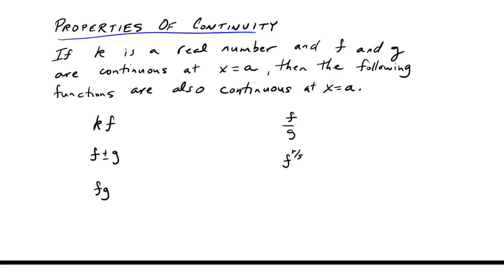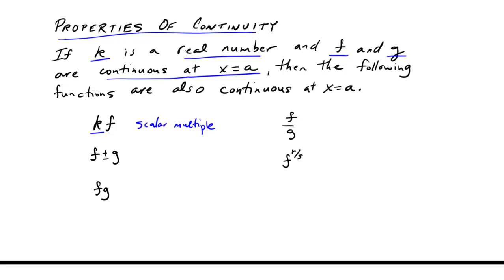Well, it's pretty nice. Basically, let k be a real number, and f and g are continuous at x equals a. So they're continuous functions at a. If we know that, then the following are also continuous at x equals a. If you take f, a continuous function, and multiply it by any scalar, any number, this is called a scalar multiple, or constant multiple, that's also continuous.